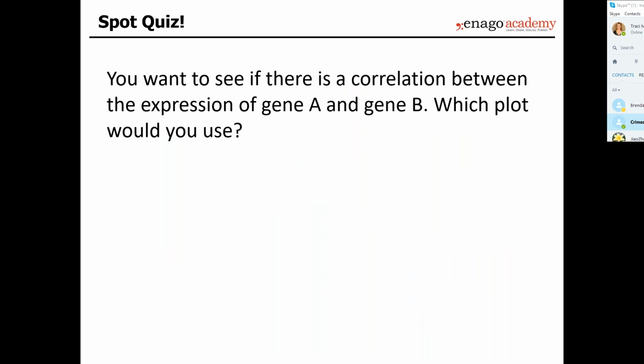So, spot quiz: you want to see if there's a correlation between the expression of gene A and gene B. Which plot would you use?